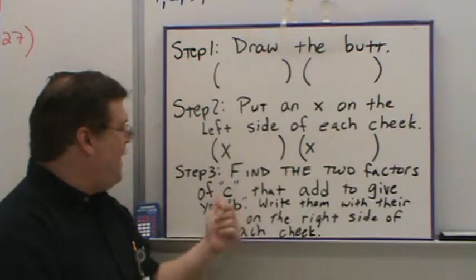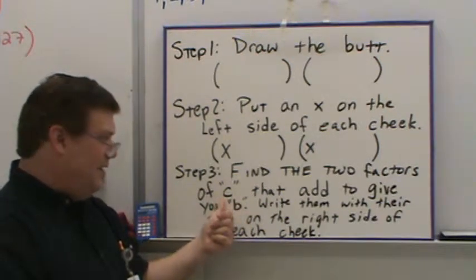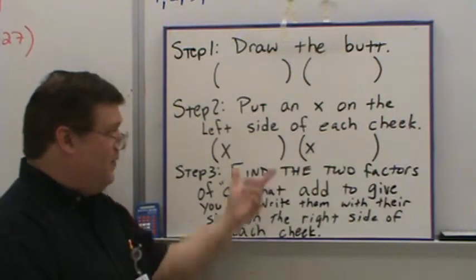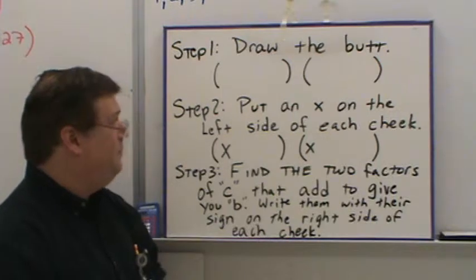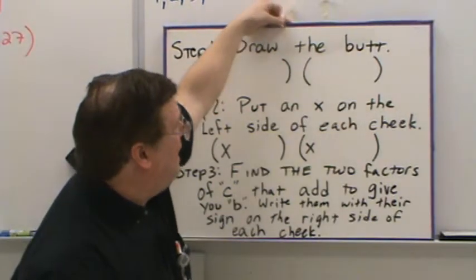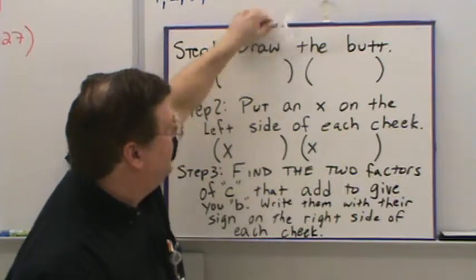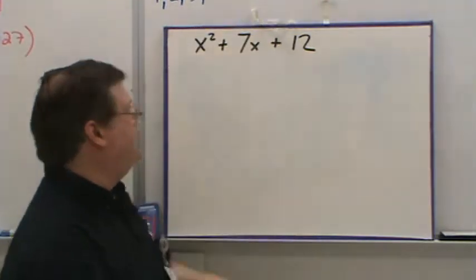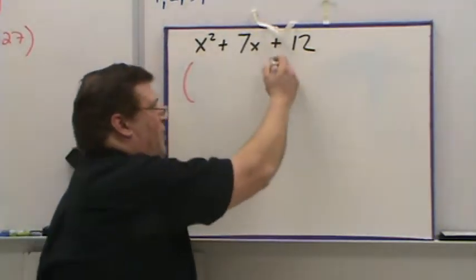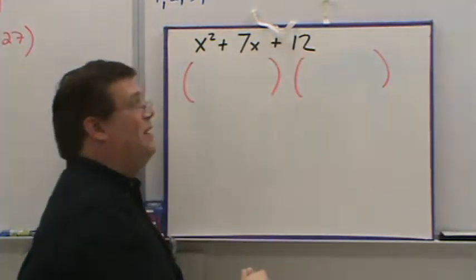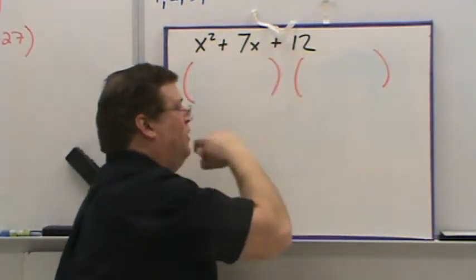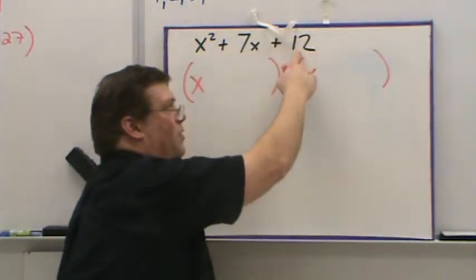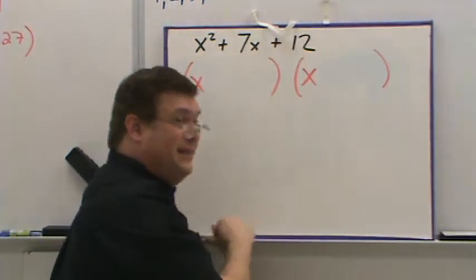Step 3, find the two factors of c, the two things that multiply to give you the c, that add up to give you b. Write them with their sign on the right sides of the cheeks. So let's take a look at an example of how this works. Looking at this example, first step, draw the butt. Second step is put the x's in. Then we have to figure out what multiplies together to give me 12, but adds to give me 7.